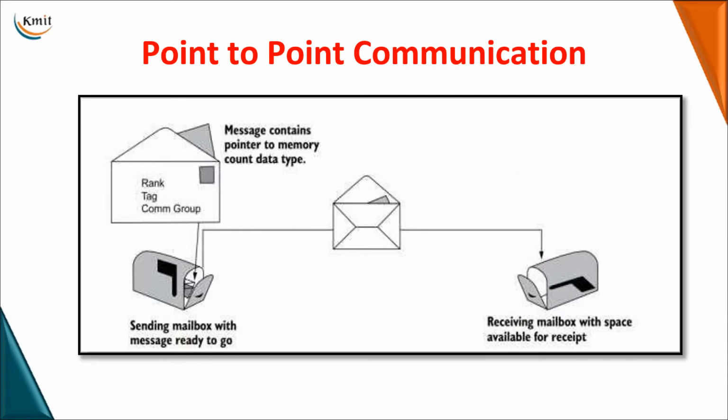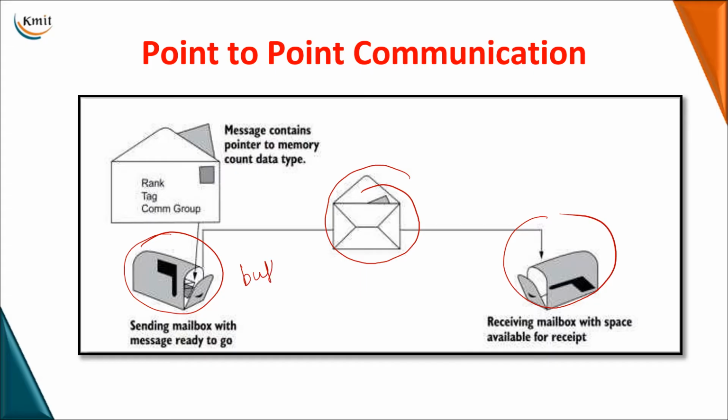Coming to point to point communication here, as you can see, you have a sender mailbox, you have a receiver mailbox, and this is your actual message that you want to transfer from your sender to receiver. So what are the things that are required? You require a buffer where you can temporarily store the data, and that data can be sent to the receiver. Similarly, after receiving the data, you have to store it somewhere. So you require a mailbox at the other end for receiving the data.